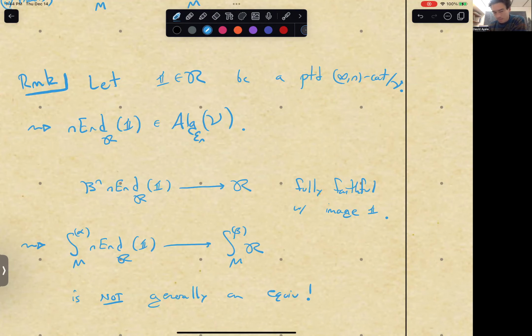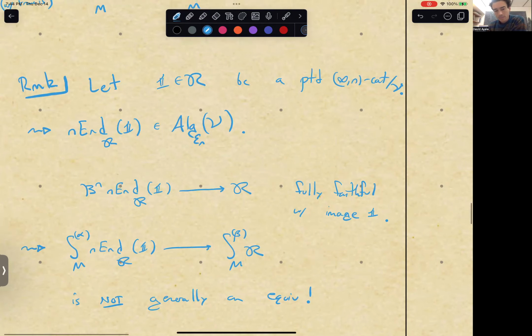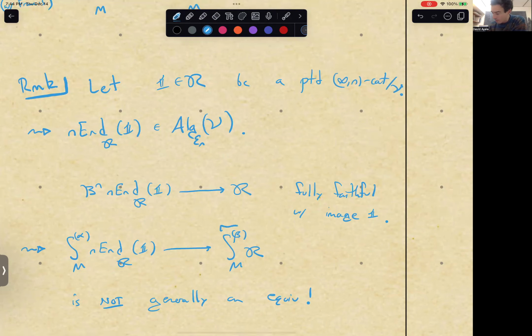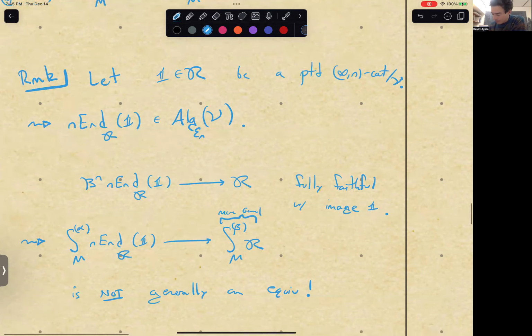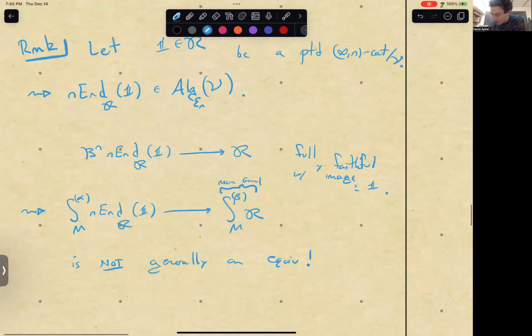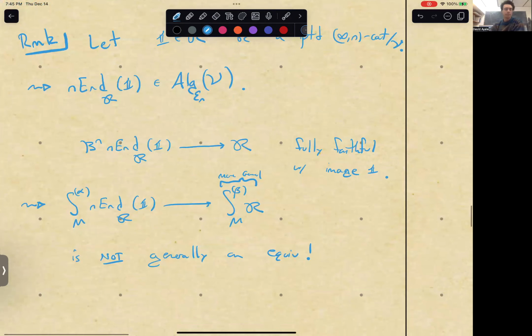Yeah. Can I? Oh, go ahead. So is there any result telling us when this is an equivalence? This induced map. Yeah, I really appreciate these questions because it's giving me feedback on what to focus on.